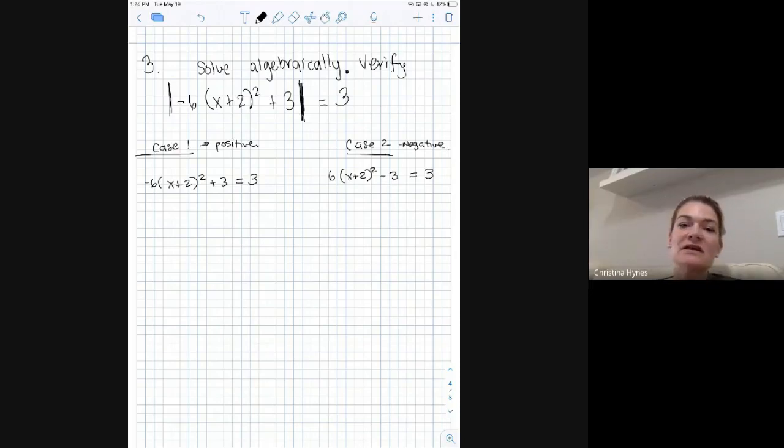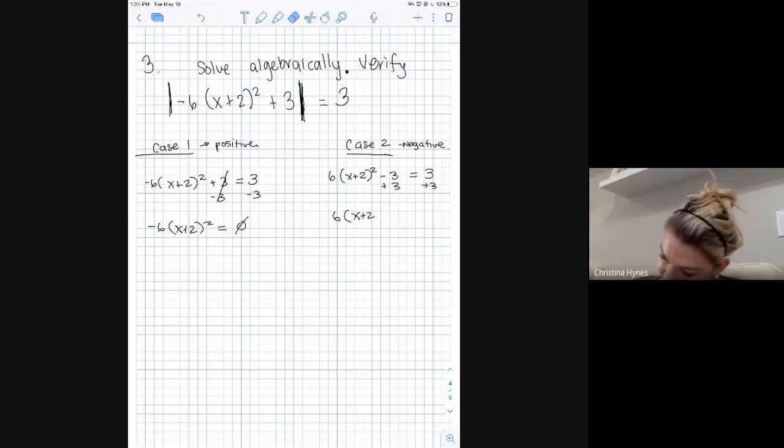And now you solve it like a regular question. Okay, so step 1, to solve for x, I would subtract 3 on both sides. So 3 minus 3 is 0. On case 2, I'm kind of doing them at the same time. You're going to add 3 on both sides. So those will cross off, and then you get 6.